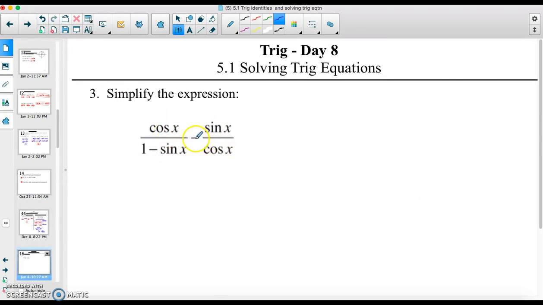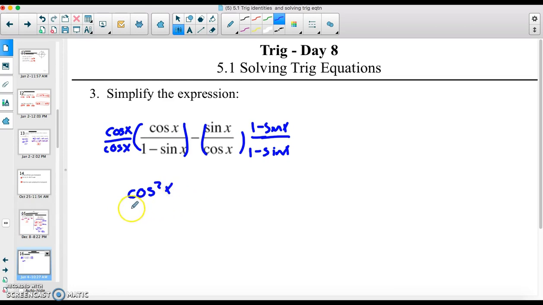Whenever I have two fractions subtracted or added, usually my first step after getting sines and cosines is I like to get a common denominator so I can put them together into 1 because that's easier to simplify. So to get a common denominator, I'm just going to multiply each one by the other's denominator. So I'm going to multiply this side by cosine x. And this side by 1 minus sine x. So on this side, I'm left with cosine squared x. The whole bottom is going to look like that cosine x, 1 minus sine x.